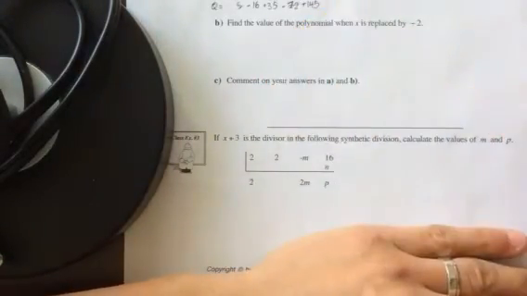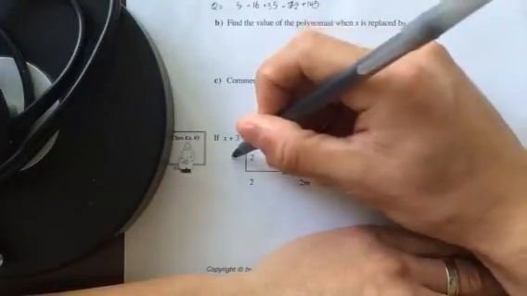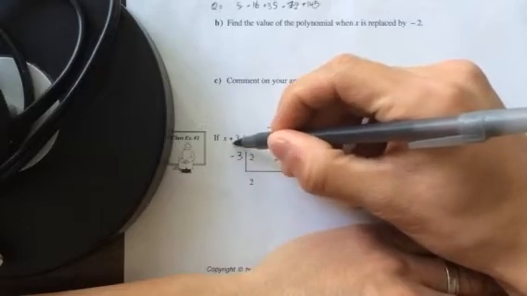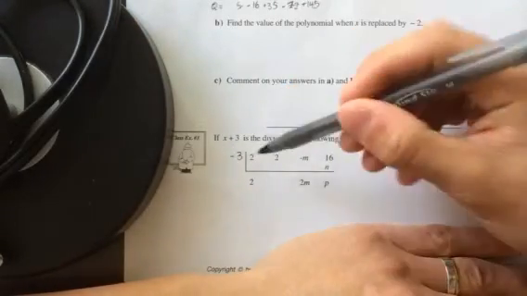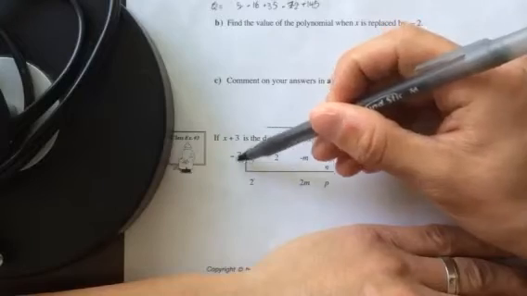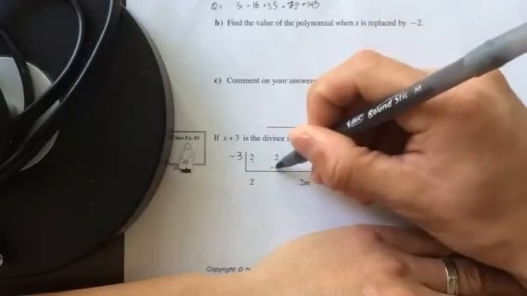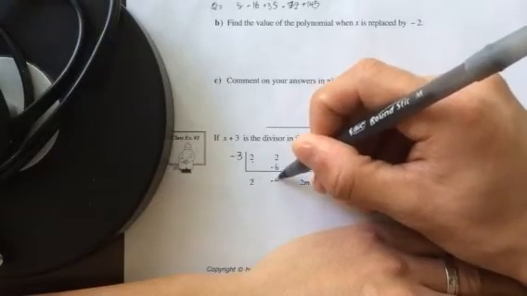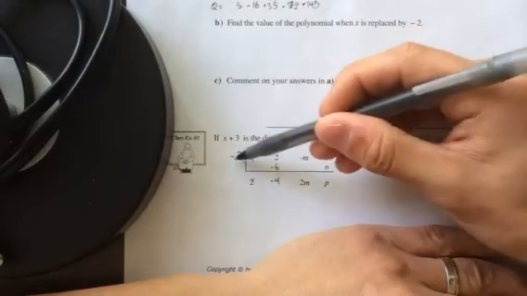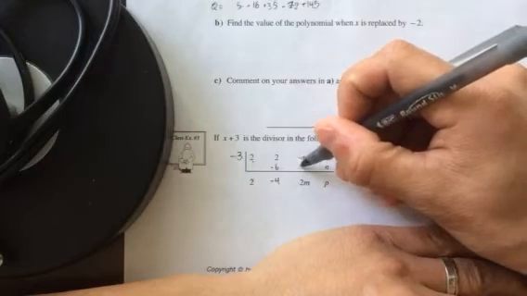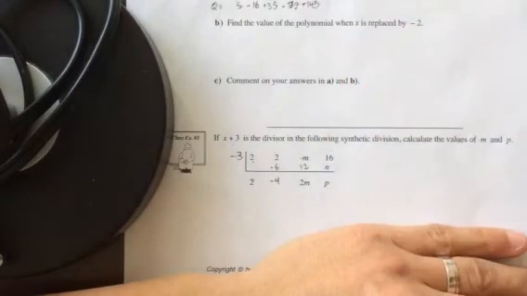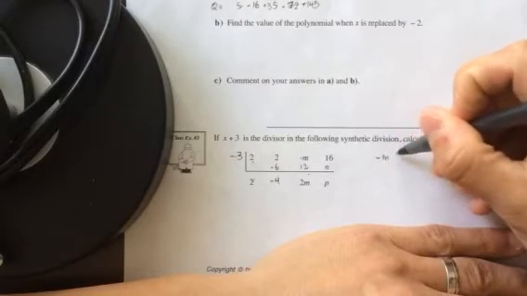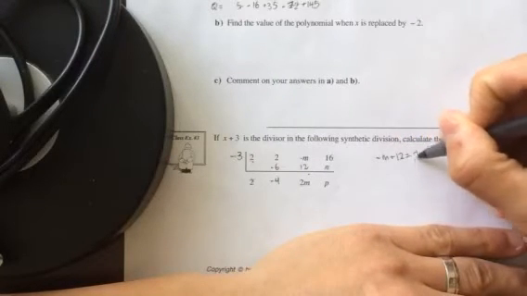Alright, so if I'm working with x plus 3, then I have negative 3 on the outside because I'm working with the zero of x plus 3. So we drop the 2, negative 3 times 2, we're going to get negative 6. 2 plus negative 6, we're going to end up with negative 4. Negative 3 times negative 4 is going to be positive 12. And now we're working with an algebraic expression here, where I have negative m plus 12 is equal to 2m.